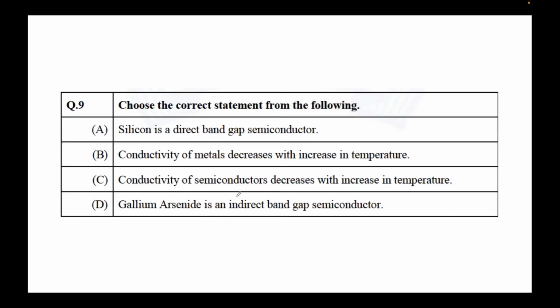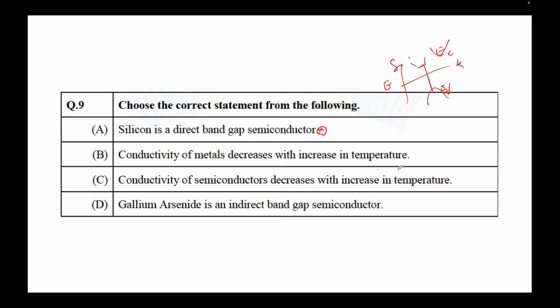It's a very simple question. Choose the correct from the following. Come on, we do this in less than 2 minutes. Is the first option correct? No, sir. We just saw in the E-K diagram which I drew, this is EV, this is EC for silicon. This is not direct. Direct means it should have been here. So this is not correct.